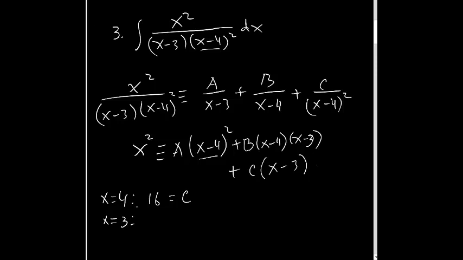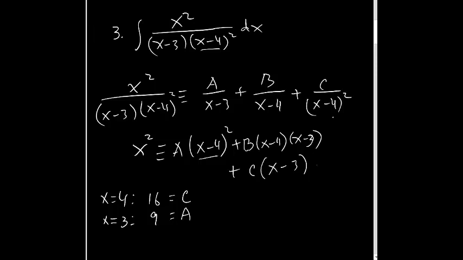Next I'll say x equals another value, say 3. When you say x equals 3, what happens? This side will be 9. And this one, 3 minus 4 is negative 1, squared will make it just 1. So you get a. This term will eliminate, this term will eliminate, because x is 3, so they are going to 0. I got a equals 9.